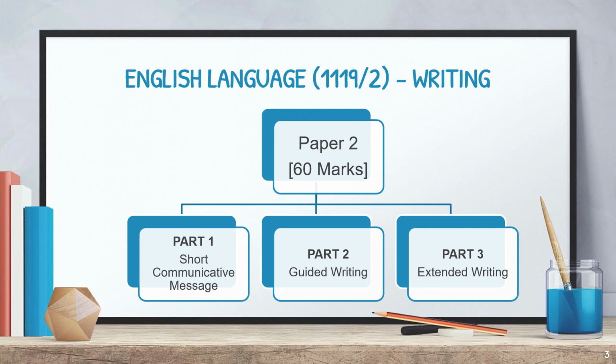Compared to the previous SPM or the current SPM paper, Paper 2 will be focusing on writing. The paper itself is divided into 3 parts and carries 60 marks. Part 1 is short communicative message. Part 2 is guided writing. Part 3 is extended writing.